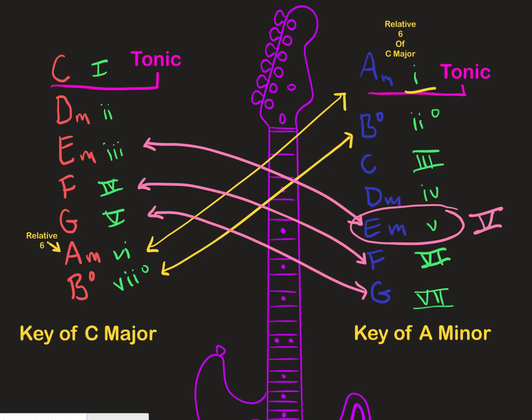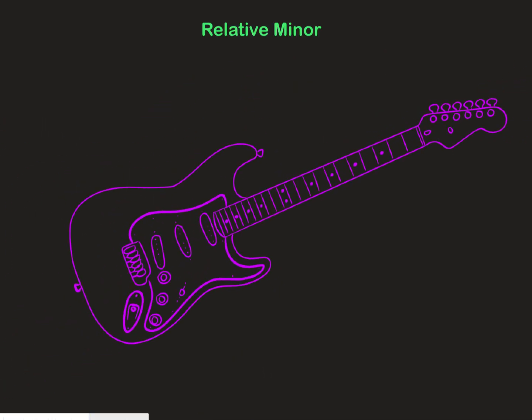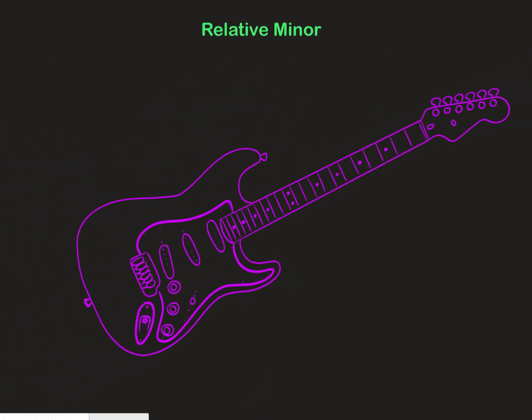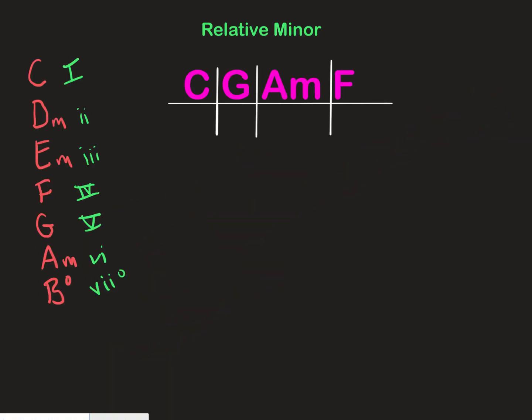The 2 is lowercase. The D is lowercase. The 3 in A minor is uppercase. So that's different, and that's telling you something different. Let's take a look at a chord progression. C, G, A minor, F. That's the 1, the 5, the 6, and the 4.